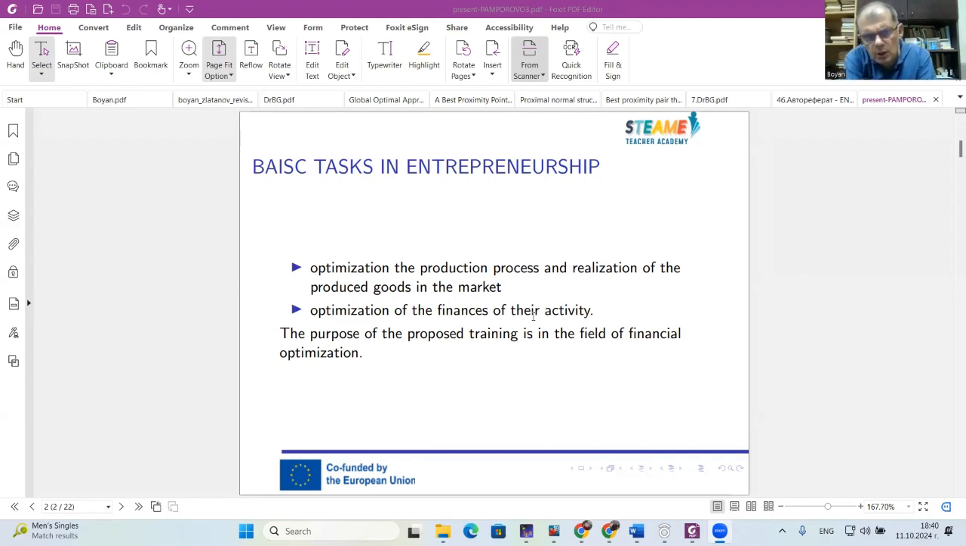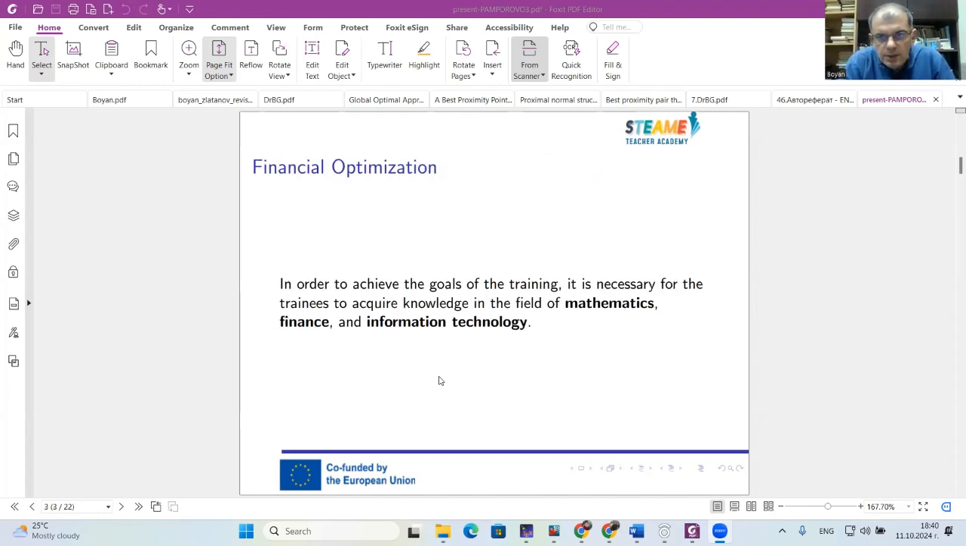The first problem is the optimization of the production process and realization of the produced goods in the market. But this is not part of my idea for giving basic financial education to school students. The second problem is the optimization of the finances of their activity. What is needed for a person to make optimization of his finances? It is mathematics, basic finances, and information technologies.